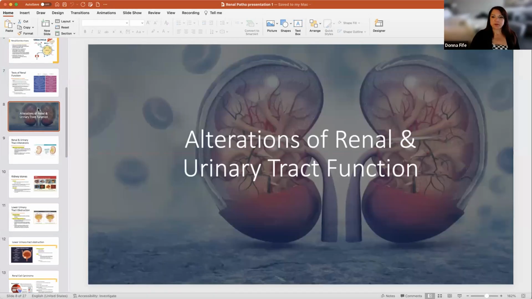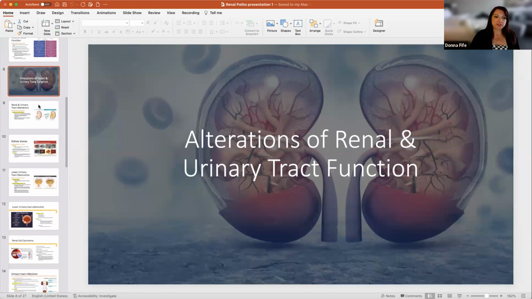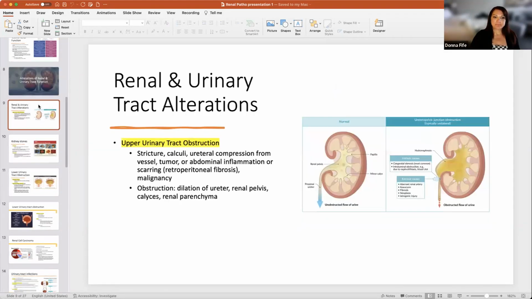Okay, let's look at some alterations of renal and urinary tract function. There may be upper urinary tract obstruction. This can be caused by stricture, calculi, ureteral compression from a vessel, tumor, or abdominal inflammation or scarring, such as retroperitoneal fibrosis, and malignancy. Obstruction can cause dilation of the ureter, renal pelvis, calyces, and the renal parenchyma.